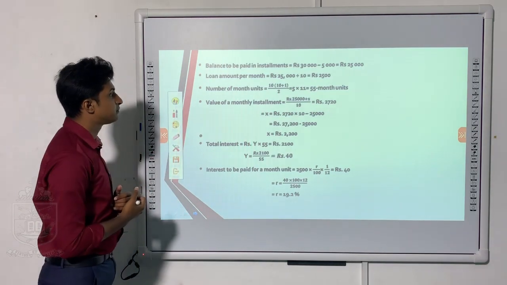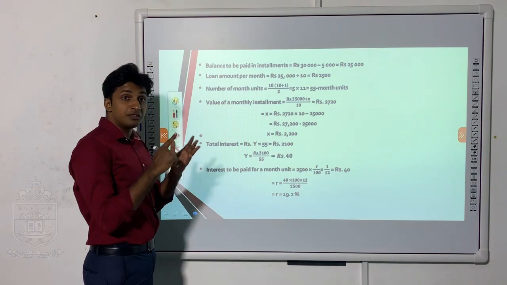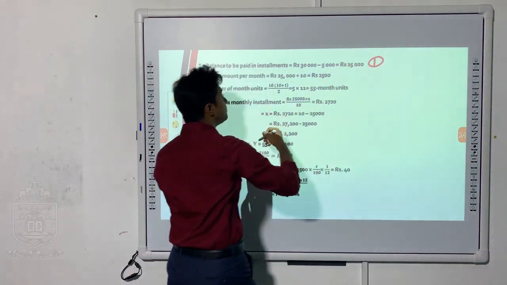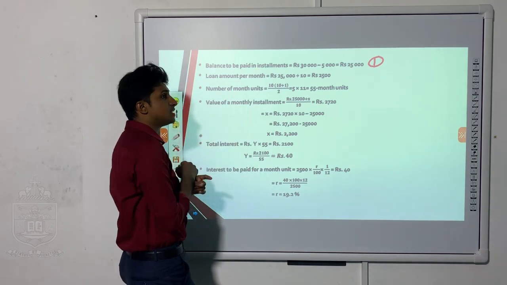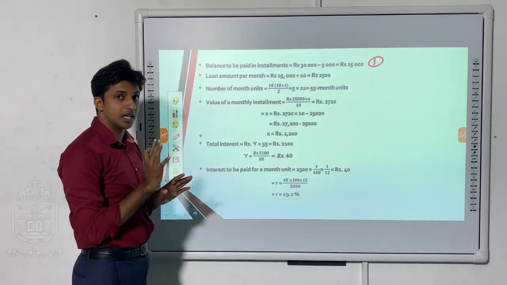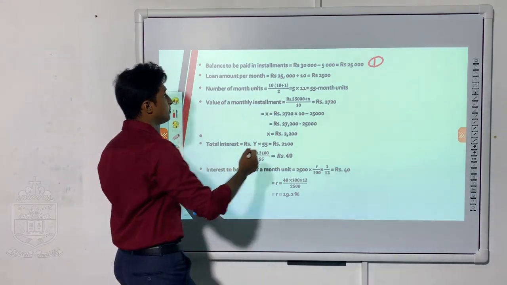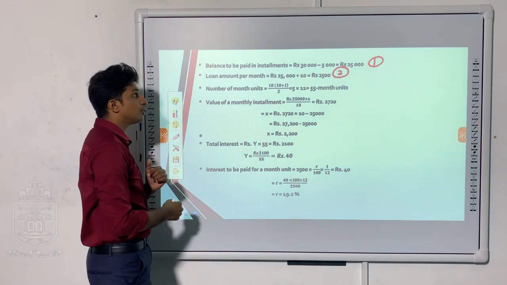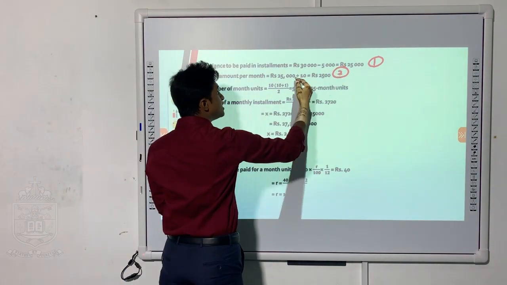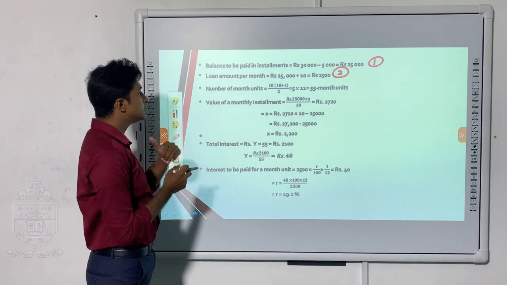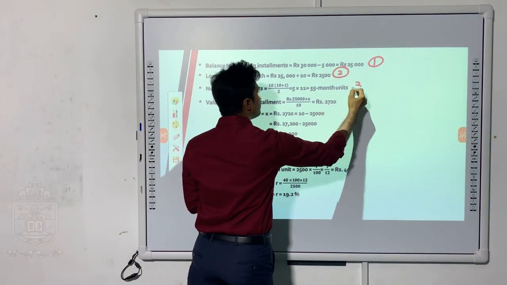Okay. See. Now first 3 steps first. So this is the first step. We have found the balance. The balance to be paid in installments is equal to 30,000 minus 5,000, that is 25,000. That's done. Then the second step, the loan amount per month. The loan amount you pay per month is going to be the balance divided by the number of monthly installments. That is also done. Then the third step.